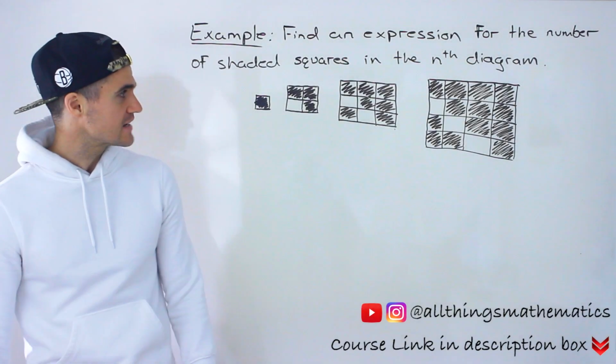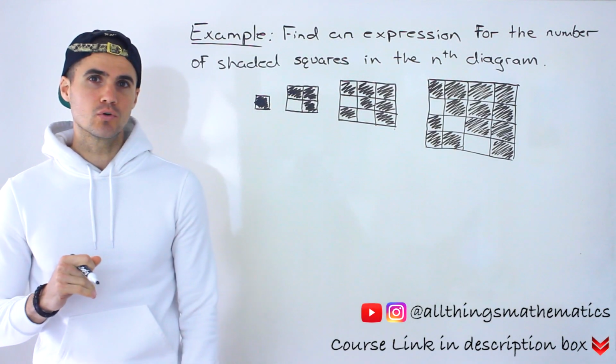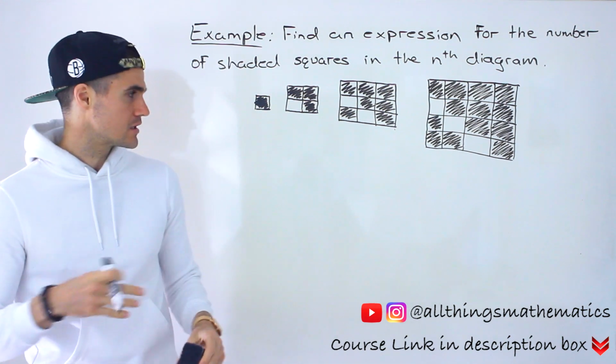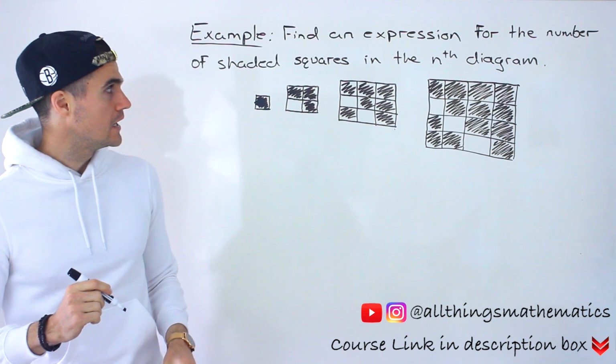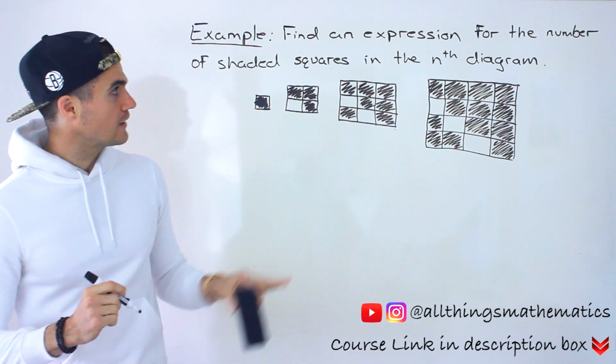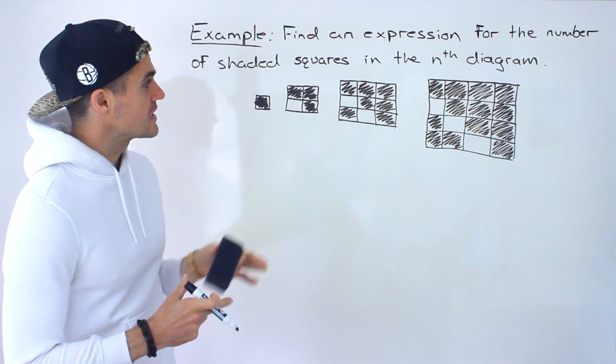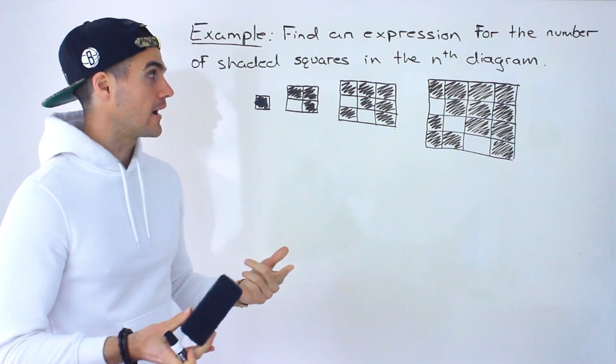Moving on to the next example. This is going to be a pretty cool one. I actually think I'm going to make a couple of videos with these kinds of examples just because they're super unique and different. So what we have to do is find an expression for the number of shaded regions in the nth diagram.